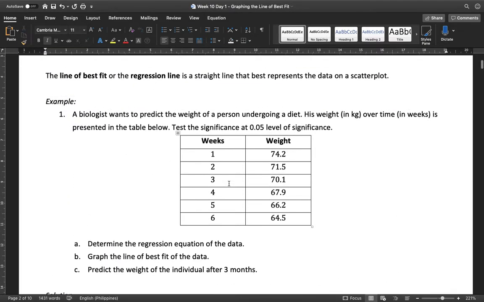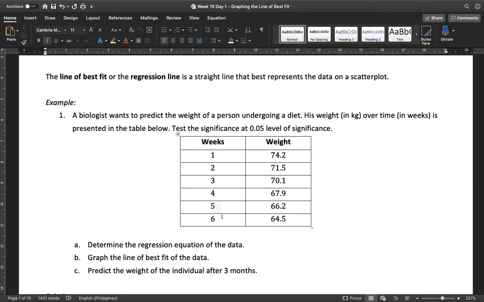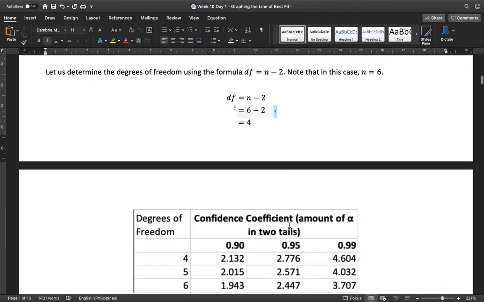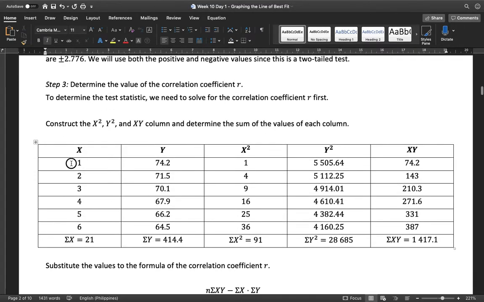So, balik tayo kay table. Yung weeks, assign it as X. Yung weight, Y. So, here are the values for X and Y. Kunin si X squared. Paano nakuha si X squared? Kunin si X, get the square. Ito yun. Paano naman makuha si Y squared? Get the value of Y, square it. So, I'll leave it up to you kung paano nyo i-compute yan, okay? XY, paano ko sa XY? Multiply mo lang yung X at saka Y. Yung magkatapat.